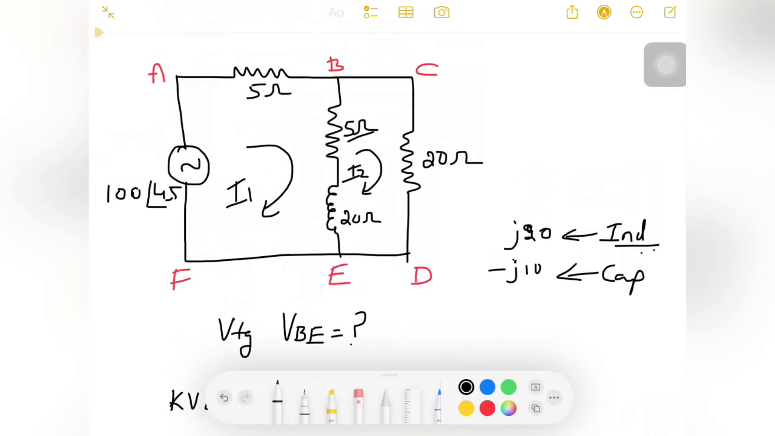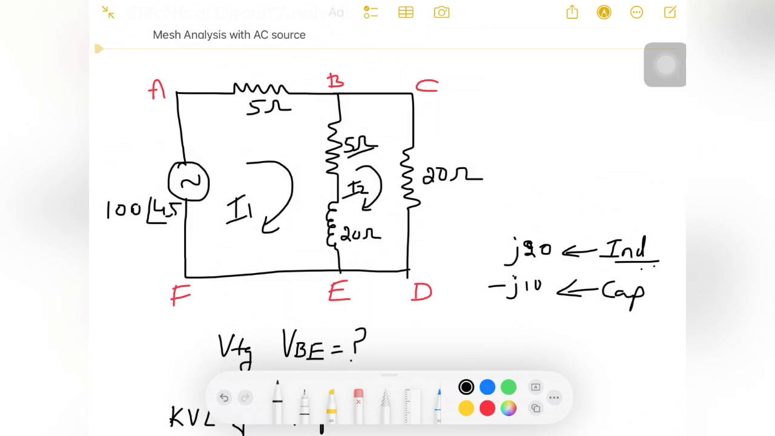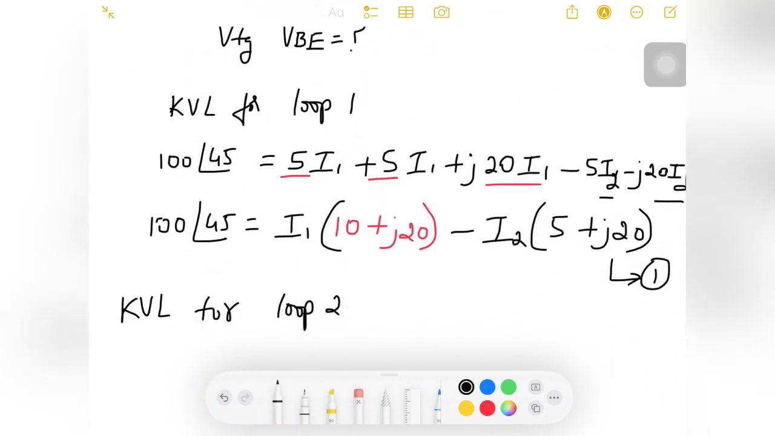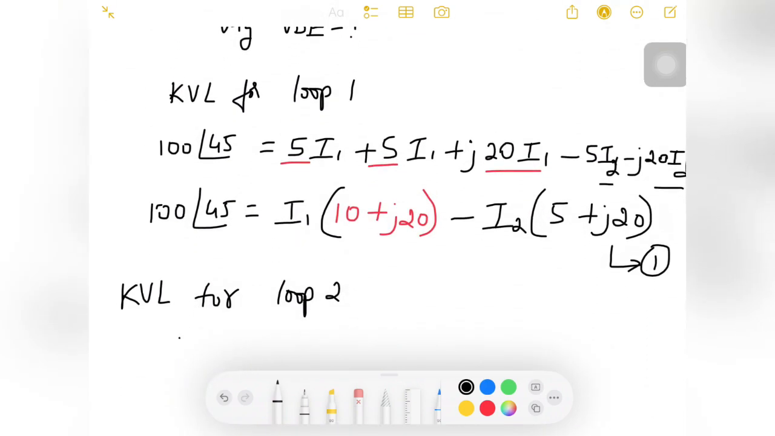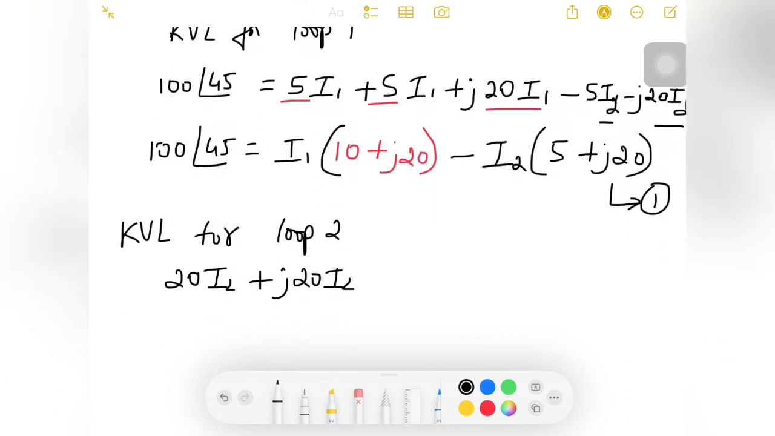For loop 2, I have the 20 ohm resistor as well as this 5 ohm, and the 20 ohm in series. So write the equation for that. It will be 20 into I2 plus j into 20 I2. Now because I2 is positive there, as we are considering loop 2, plus 5 into I2. There is a current I1 also acting.